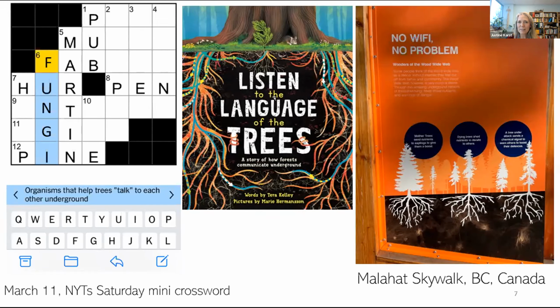It's not just in books for adults. There are several books out there for kids that are teaching them about how trees communicate below ground through fungi. Closer to my home, and maybe some of you on the Zoom visited this park, this is from the Malahat Skywalk in British Columbia, Canada. This is a park interpretive sign, and it says, no Wi-Fi, no problem, wonders of the Wood Wide Web. I'll read the small text out for you. It says, mother trees send nutrients to saplings to give them a boost. Dying trees shed nutrients to donate to others. A tree under attack sends a chemical signal to warn others to boost their defenses. And this is an interpretive sign in a park.